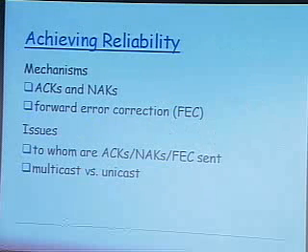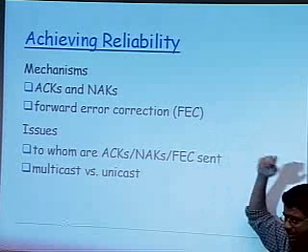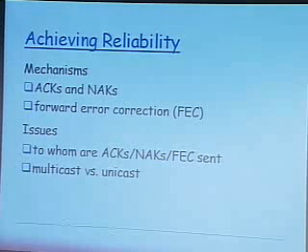So the way reliability is achieved is through a mixture of ACKs and NACKs. ACKs have this problem of implosion, so you have to do ACKs and NACKs. And another very important technique which is used in multicast is forward error correction. So we'll see the concrete examples of forward error correction when we start doing link layer protocols from the next lecture. But I'll give you a sampling of what happens with FEC in reliable multicast.